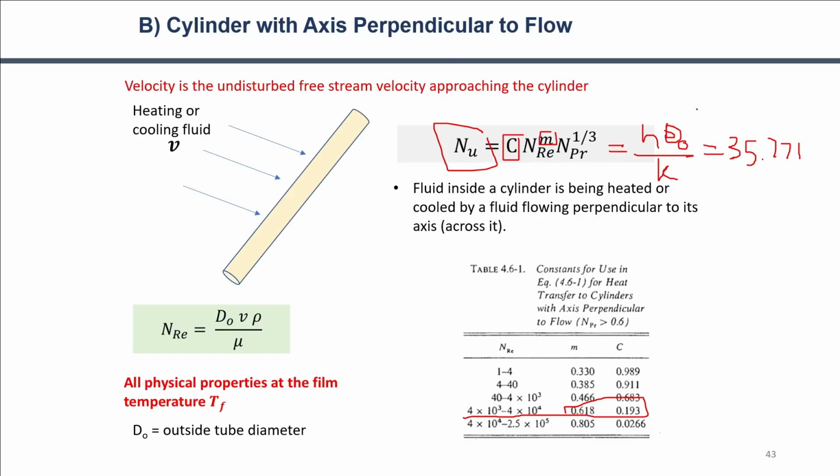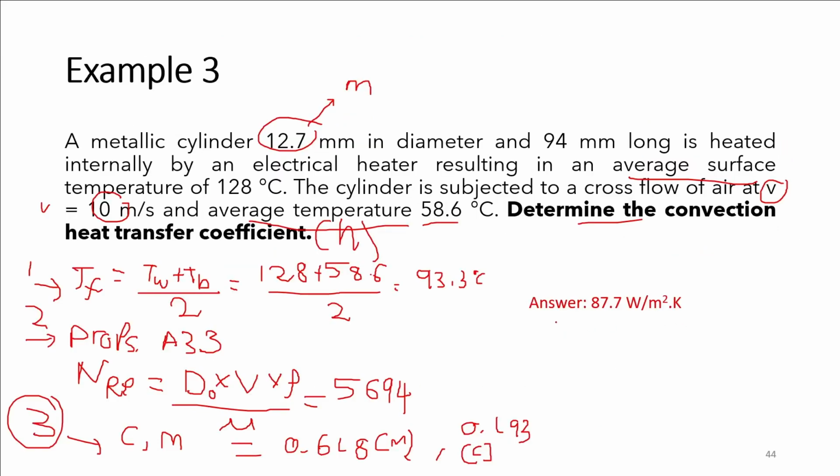Then you plug in the values. The Nusselt number equals H D naught, where D naught is the outside diameter, divided by K. Our outside diameter was 12.7 mm, so converted to meters, it is 0.0127 meter. K, from the appendix earlier, is 0.03115. Then we can easily find our H. H would be 87.7 watts per meter squared per Kelvin.